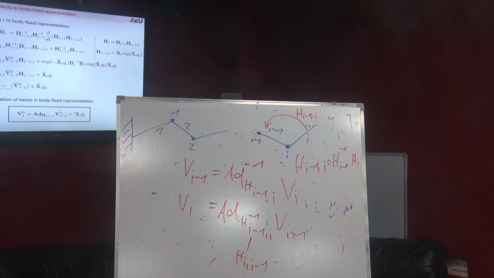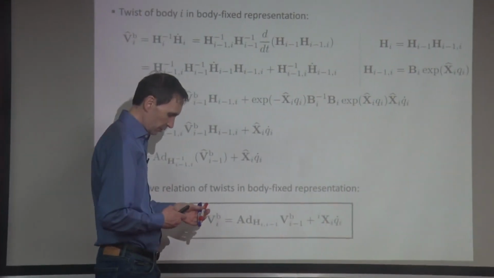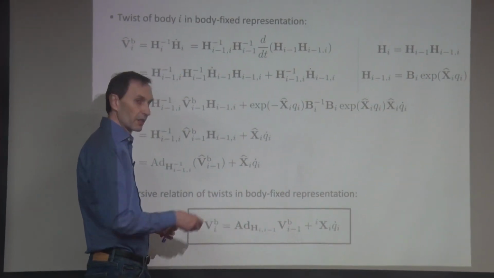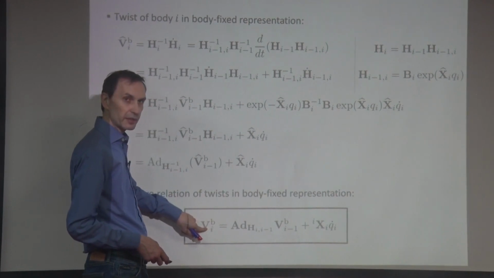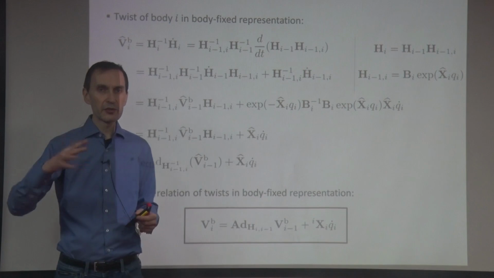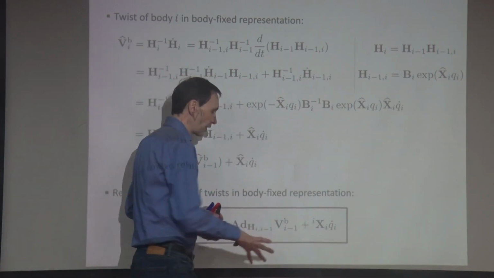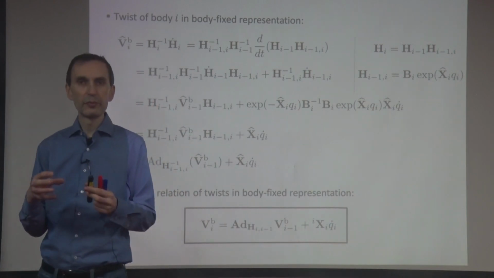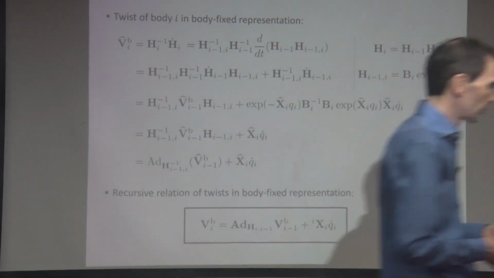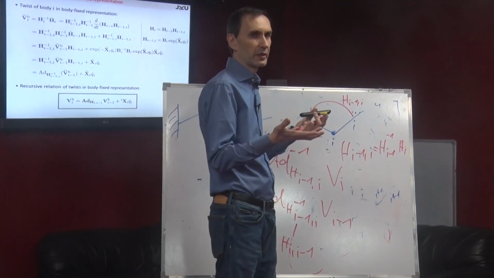So this is essentially this term here. The first term here is just giving you the twist of body I, where you know the twist of the predecessor, and forget about the relative joint motion. Let's say the joint is locked. Then this is it. If the joint is not moving, if it is locked, then the two bodies form like a virtual body.